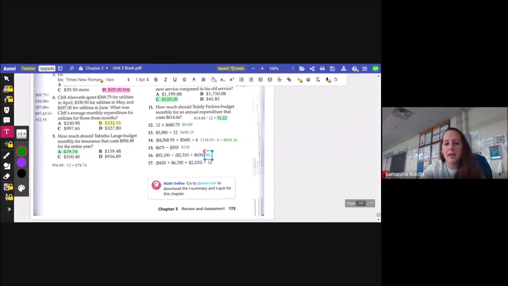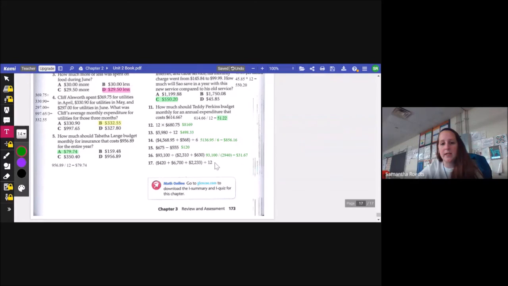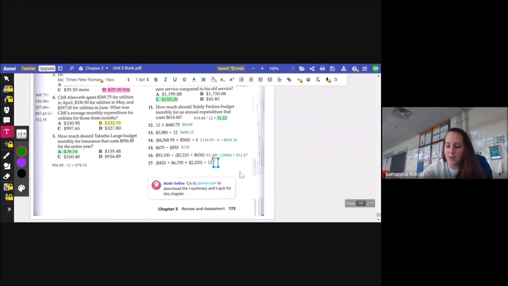For 16, I'm taking the 93,100 and dividing it by the 2,310 plus 630, which is 2,940. And that equals $31.67. And then for 17, I'm adding everything in the parentheses first, which is 9,353. Divide that by 12, which equals $779.42.